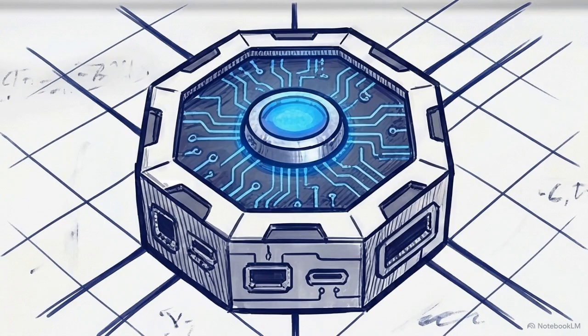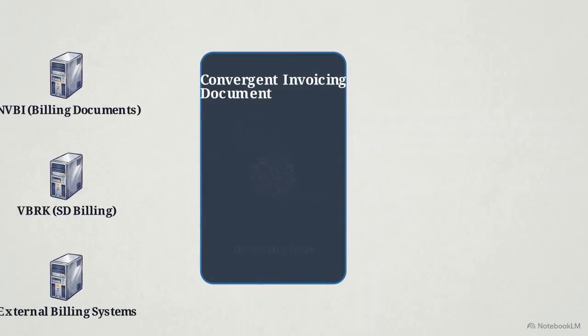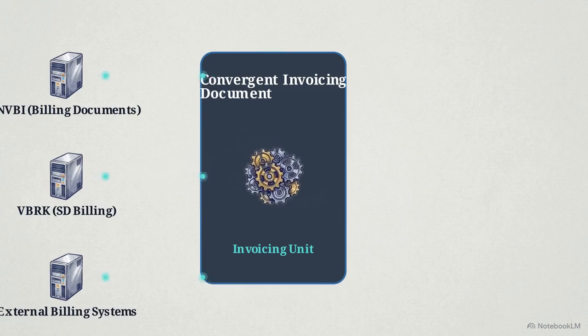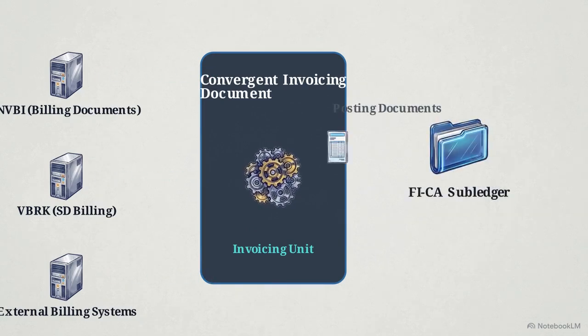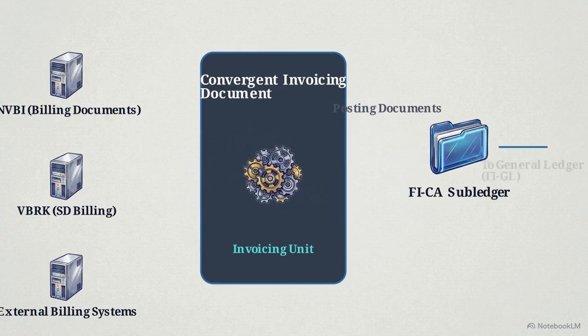To translate that scale of activity into audited financial reality, you need an integration nexus. In SAP Billing and Revenue Innovation Management, that nexus is the Convergent Invoicing Document. Its true function is to aggregate upstream consumption data and immediately trigger downstream accounting entries.